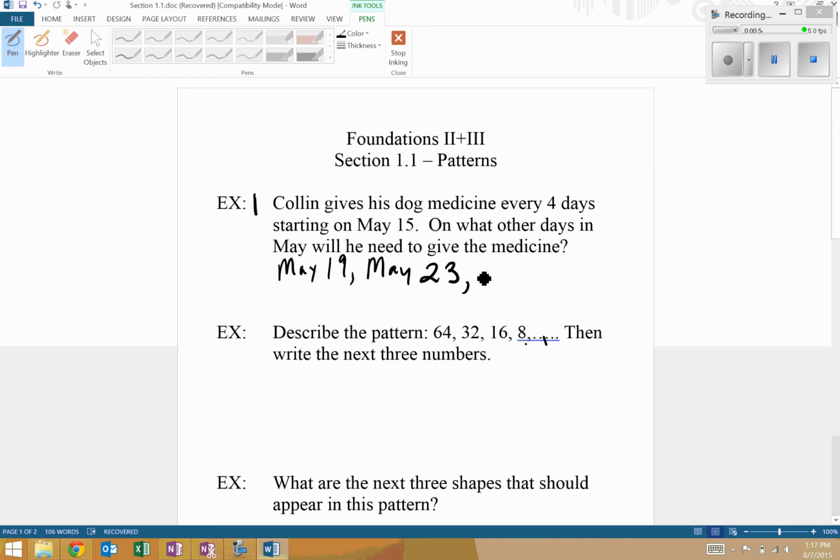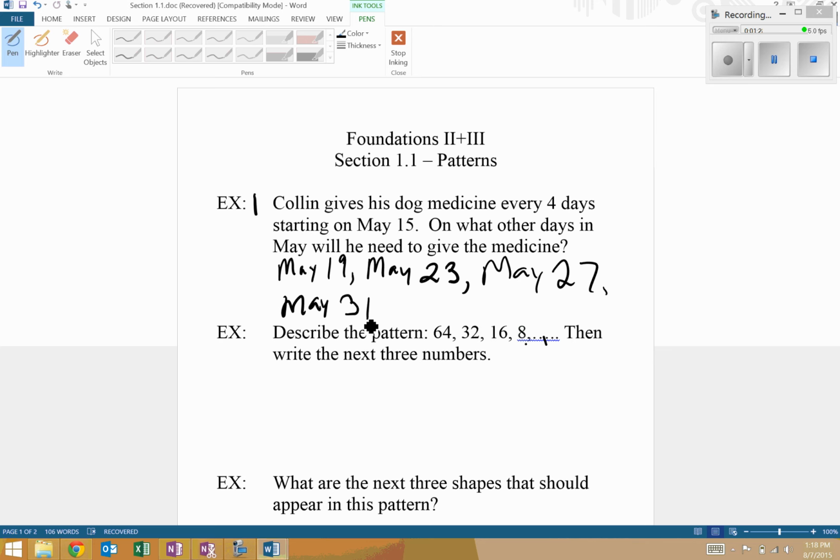Up from there would be May 27th. Sorry about my messy handwriting. And finally, you obviously have to know how many days are in May, because it'll depend on the month as far as if there's going to be a 31st day, which there is. And so the last time that Colin needs to give his dog medicine would indeed be May 31st. So that would be a simple example of giving more information based off a pattern.